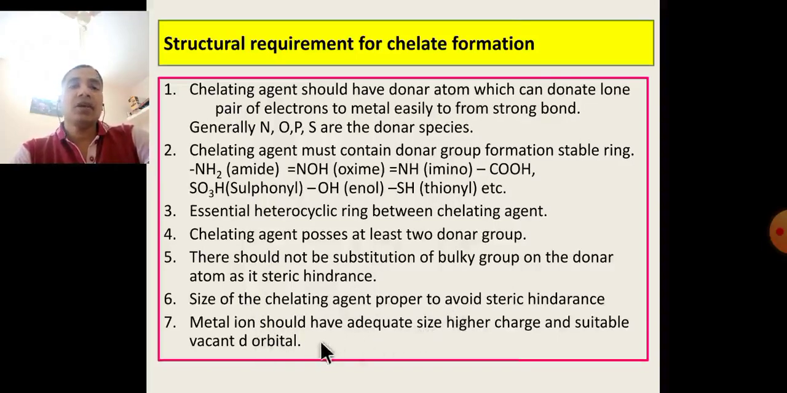Seventh point, the metal ion should have adequate size, higher charge and suitable vacant d orbital. The metal contains vacant d orbitals, and also the size and charge on the metal are high, then it forms a stable metal chelate ring.